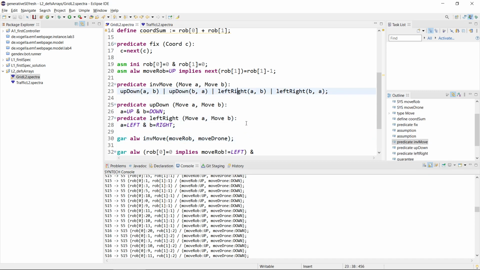I mean, you can spell this out in a single predicate where you do all the case distinctions here, basically repeating this with both directions and then repeating that with both directions. But you see that you probably have a use of this predicate here in inverse move instead of repeating all the case distinctions all the time.